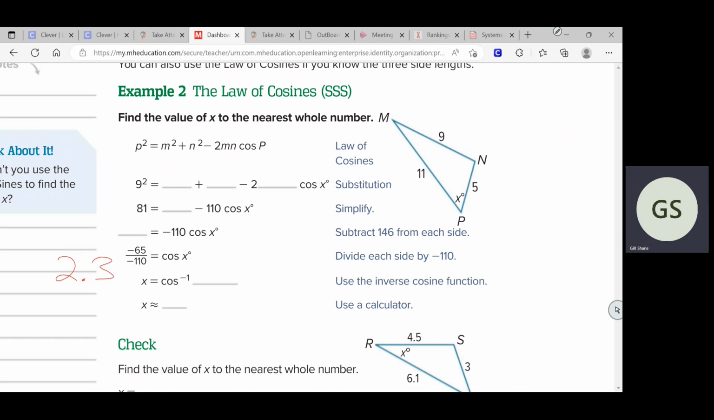Second function. Remember, if the angle is missing, if we don't know the angle, we're going to wind up using the second function. That's what this is. Inverse cosine. So we'll get down to where we have to do the inverse cosine of some decimal number, and that will give us the measure of the angle.